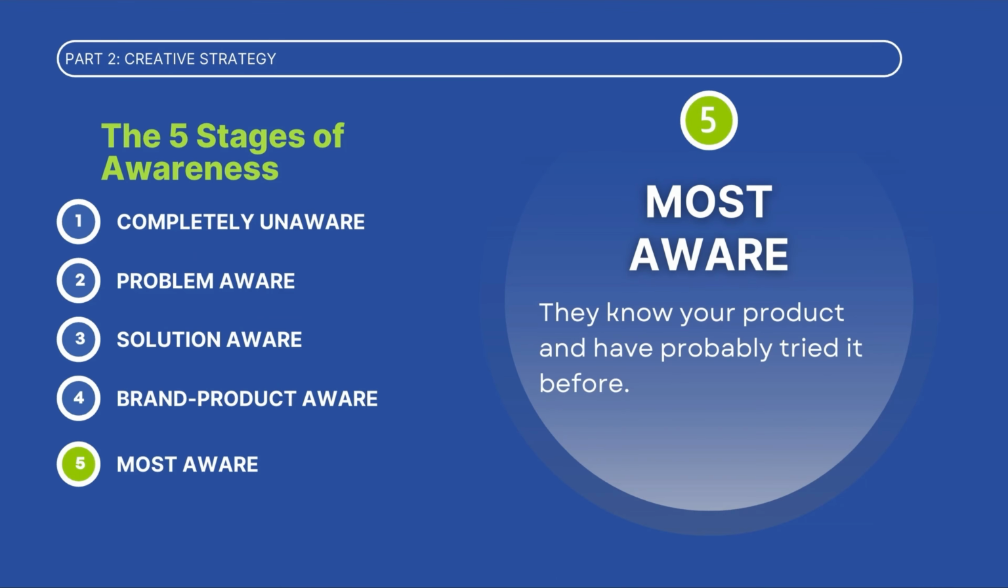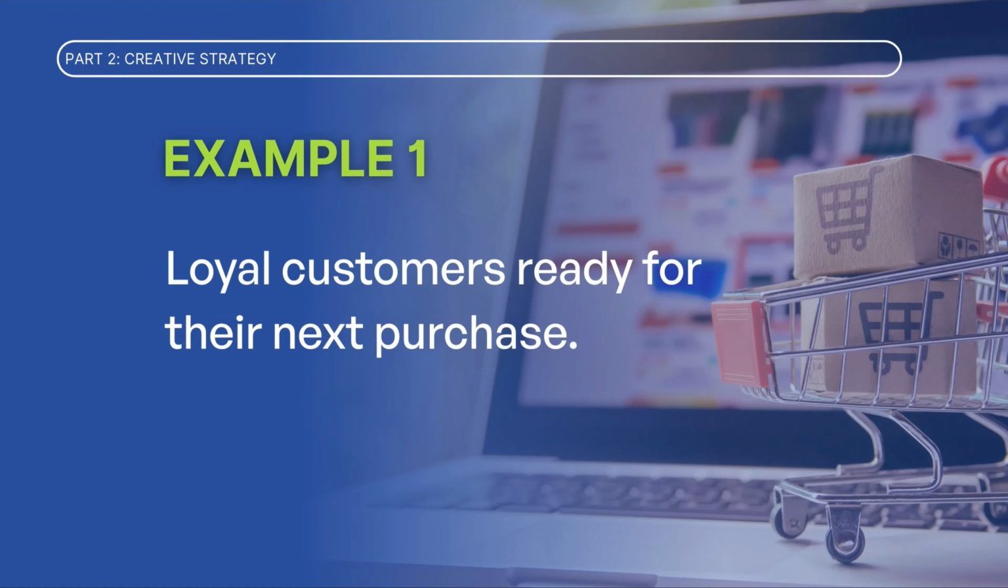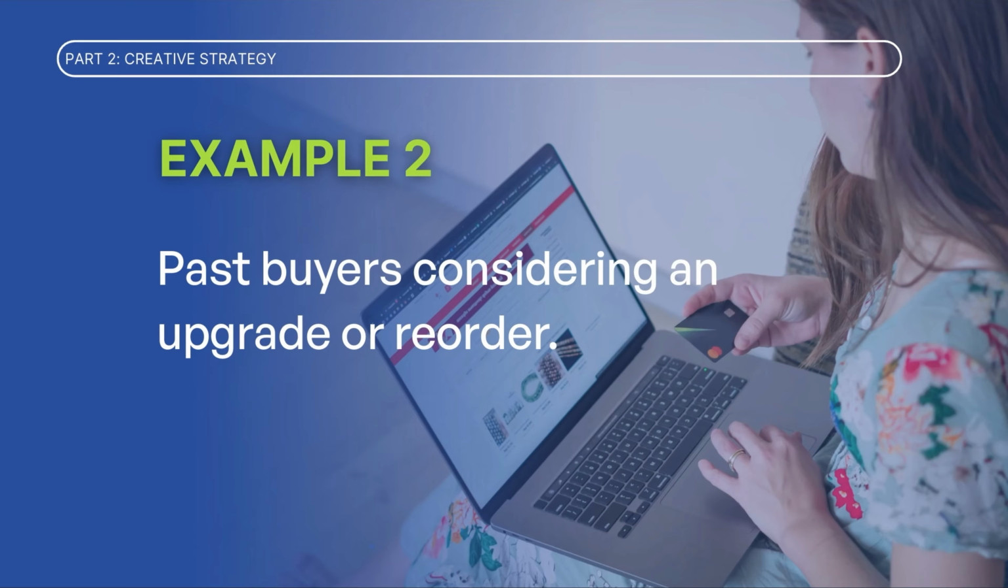Stage 5. The most aware. These people know your product and probably tried it before. They're just waiting for the right moment to pull the trigger. Some examples of Stage 5 are loyal customers ready for their next purchase. Past buyers considering an upgrade or reorder.